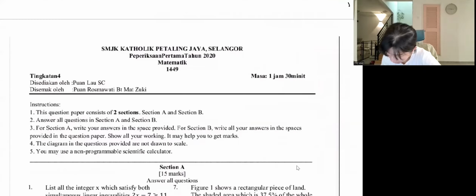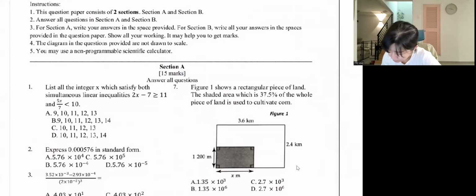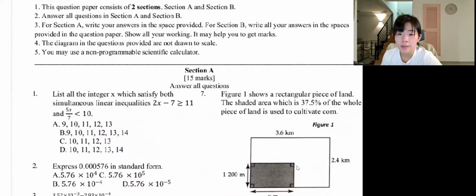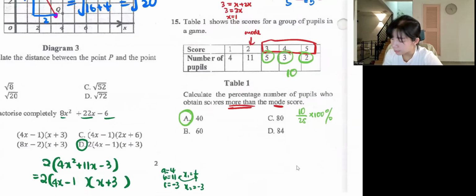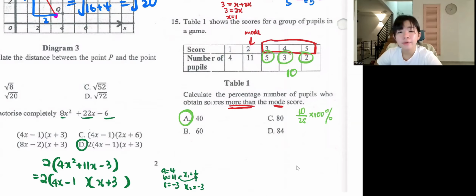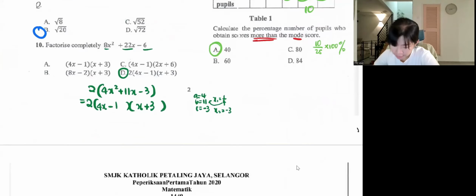Okay, next, I'm gonna do the next set. Okay, this one. Why 25? Because, wait, get back to this. Because there are total 25 pupils. 4 plus 11 plus 5 plus 3 plus 2. 25 people. So 10 people out of 25 people is actually 40%. Okay, next.